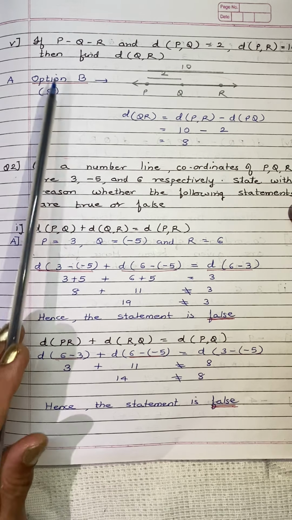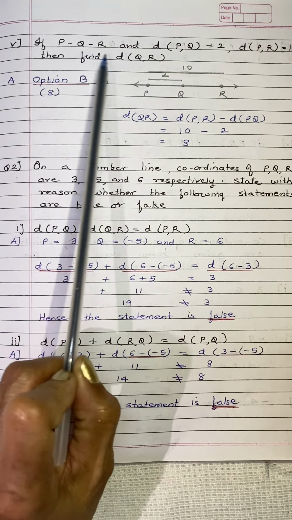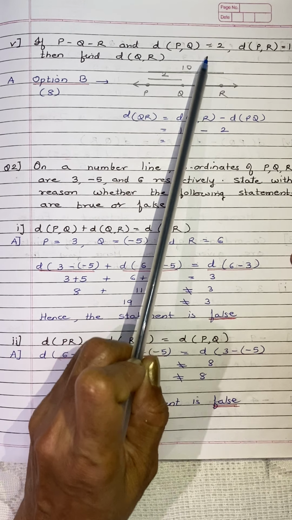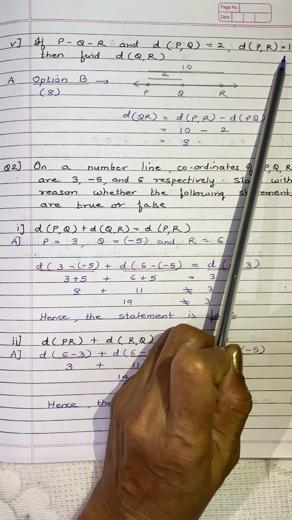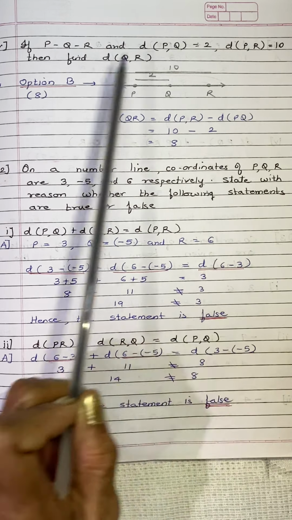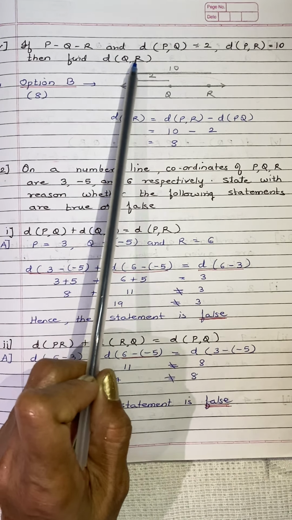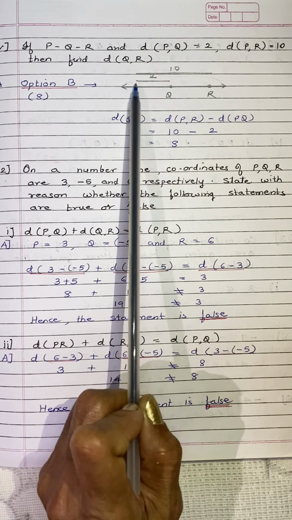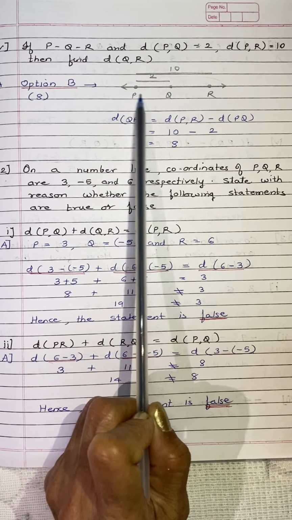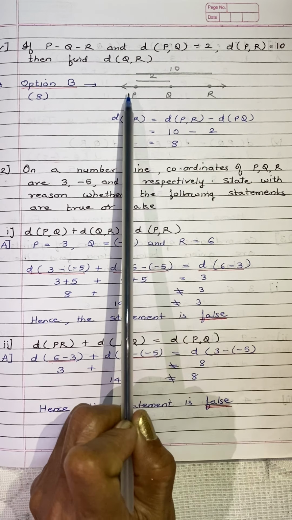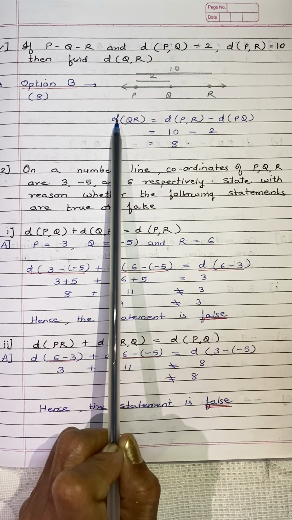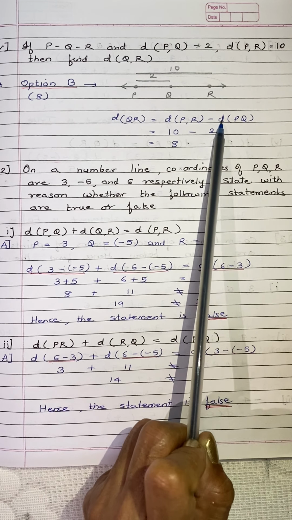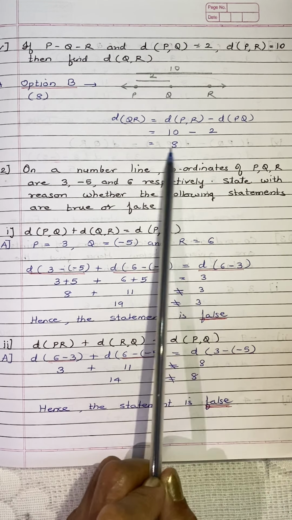Sub question 5, PQR. Distance between PQ is 2, distance between PR is 10. Then find distance between QR. Option B is 8. Now let's understand with the line drawn. PR is 10 distance and PQ is 2. So distance of QR is equal to distance of PR minus distance of PQ. 10 minus 2, that is 8.